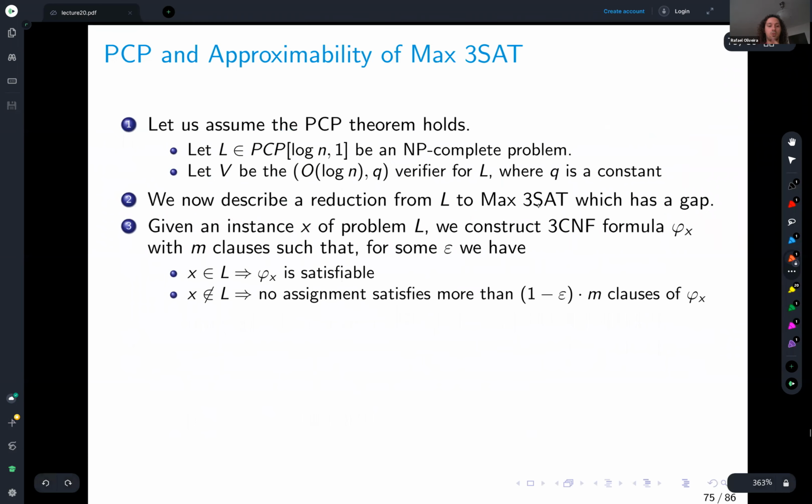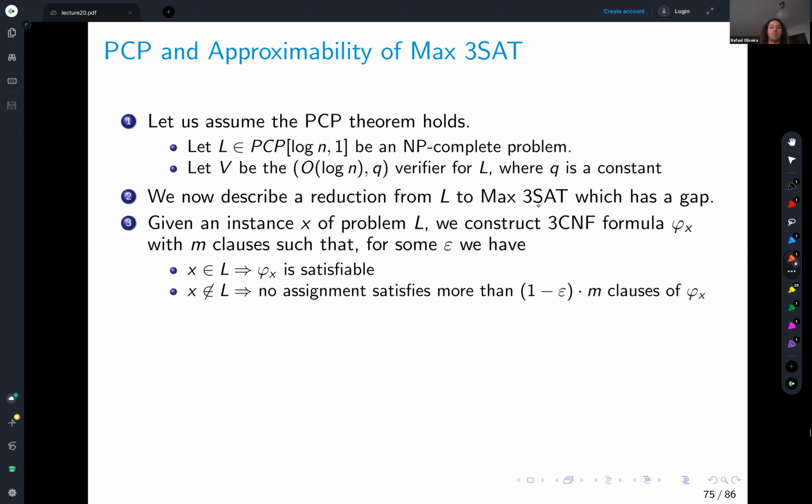All right. So given an instance x of problem L, what we can do is construct the 3CNF formula phi of x with m clauses such that, for some epsilon, if x is in the language, then phi of x is satisfiable. And if x is not in the language, then no assignment satisfies more than 1 minus epsilon times m clauses, right? That's what we want to find.